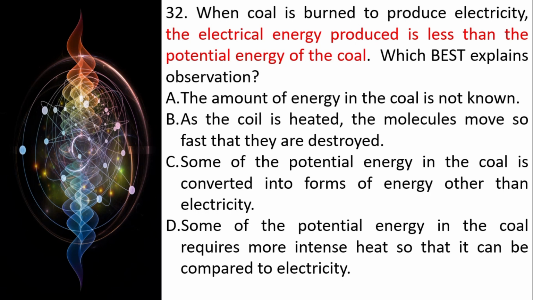32. When coal is burned to produce electricity, the electrical energy produced is less than the potential energy of the coal. Which best explains this observation? Ngano daw nga ang potential energy sa coal is dili equal sa electrical energy nga iyang maproduce? Gamay ra yung electrical energy nga maproduce compared sa potential energy sa coal.